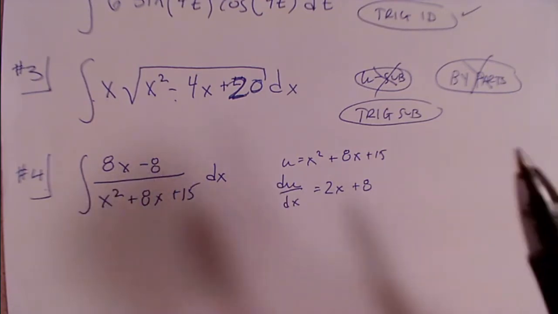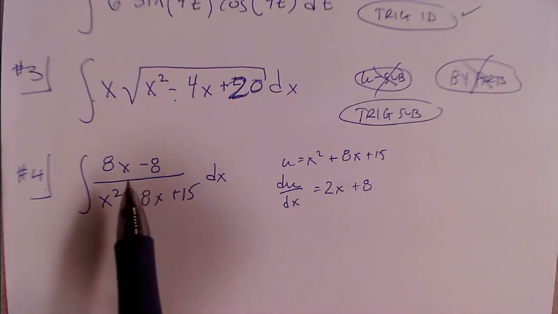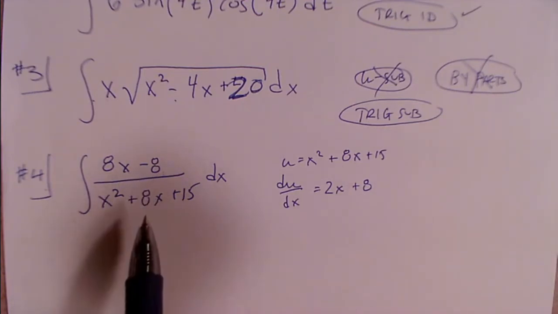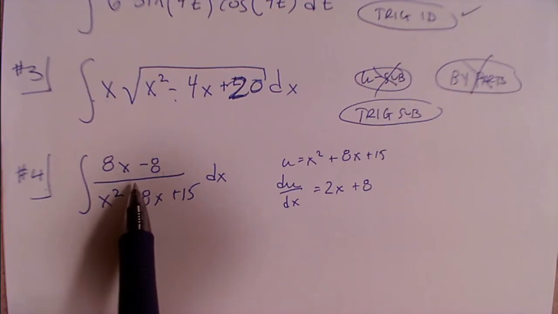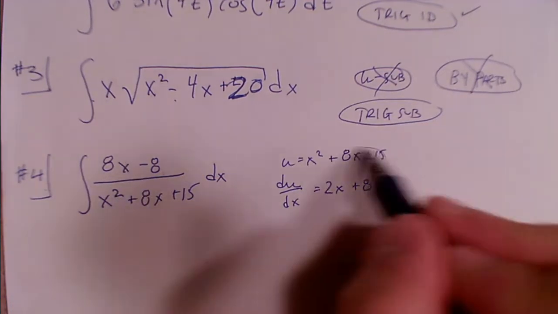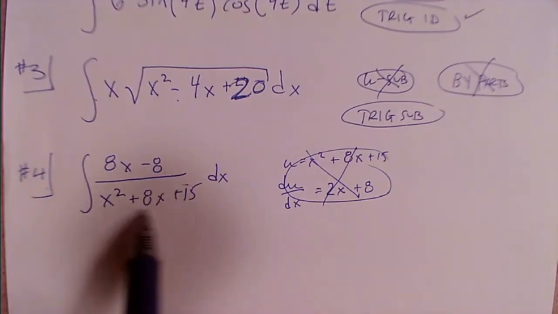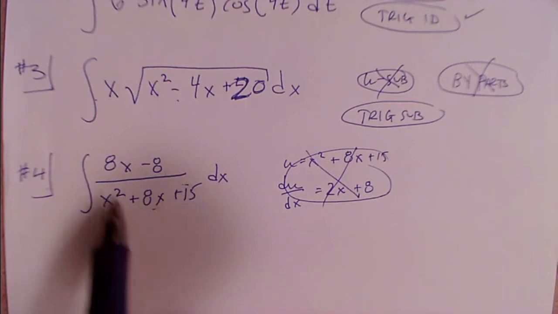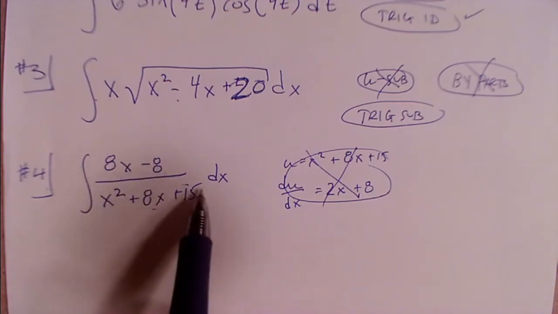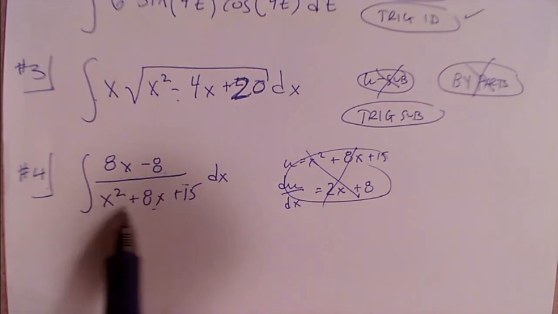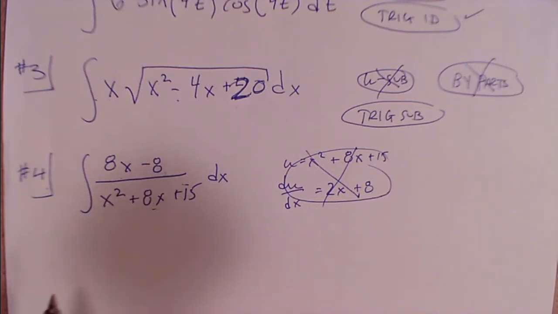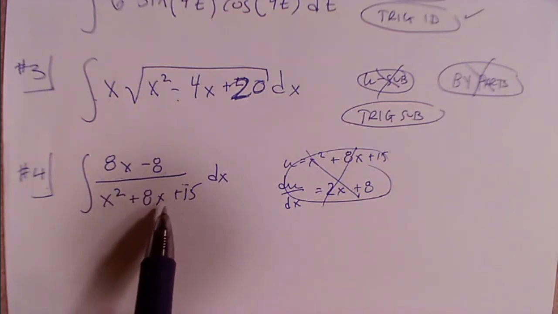So that's hopeful, right? That's a pretty good indication that u sub is the way to go. Unfortunately, that doesn't happen, so u sub is out of the question. By parts, I certainly don't want to have to integrate this bottom thing all by itself. If I called u 8x minus 8, I would have to integrate 1 over x squared plus 8x plus 15, and that's not really going to help me out too much.